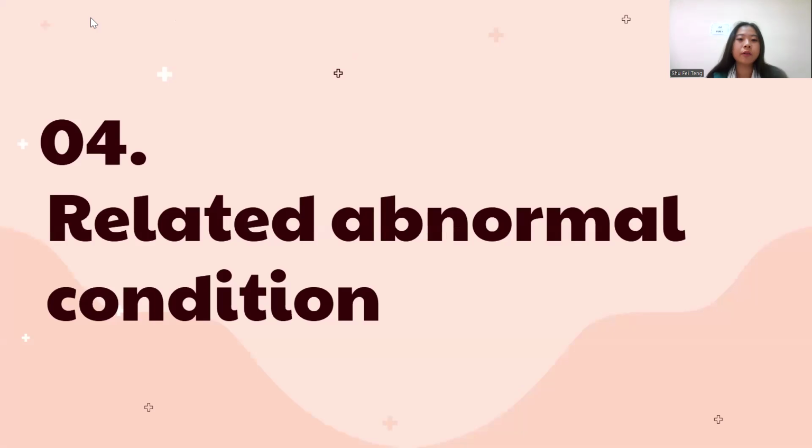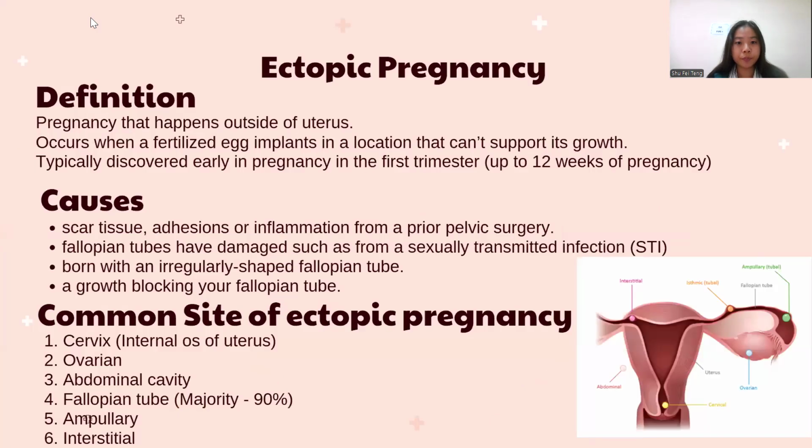So next, I will be talking about the related abnormal condition of the uterus. So it's ectopic pregnancy. Ectopic pregnancy is basically a pregnancy that happens outside of the uterus. It occurs when a fertilized egg implants in a location that can't support its growth. It is typically discovered early in pregnancy, in the first trimester, up to 12 weeks of pregnancy.